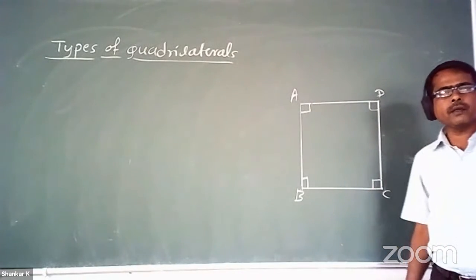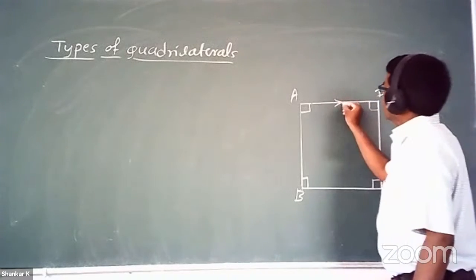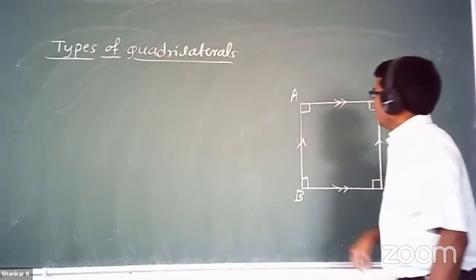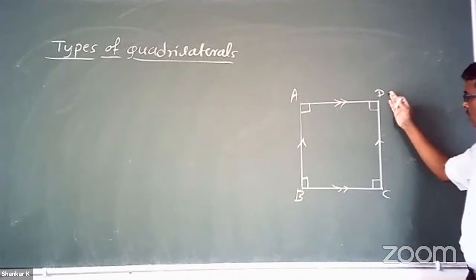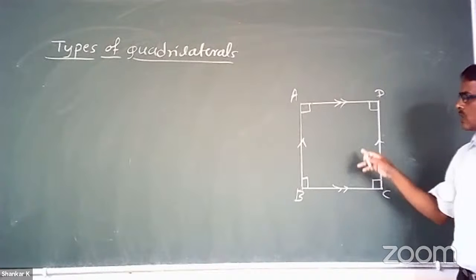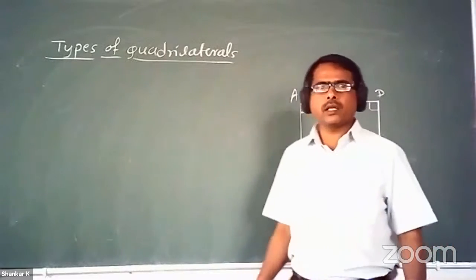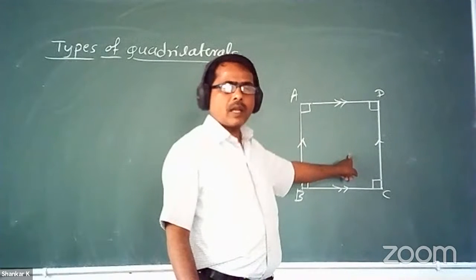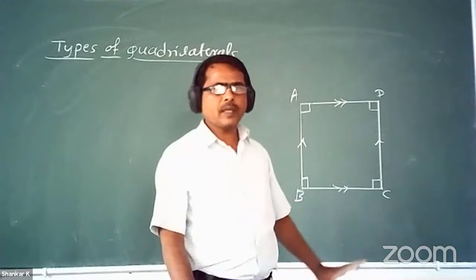How is it a parallelogram? What is the definition of a parallelogram? Opposite sides are parallel. Here also opposite sides are parallel. Here AD is parallel to BC, AB is parallel to CD. So since opposite sides are parallel, it is a parallelogram. So all squares are parallelograms, but all parallelograms are not squares. This square is a parallelogram. You draw another square, that is also a parallelogram. You draw one more square, that is also a parallelogram.